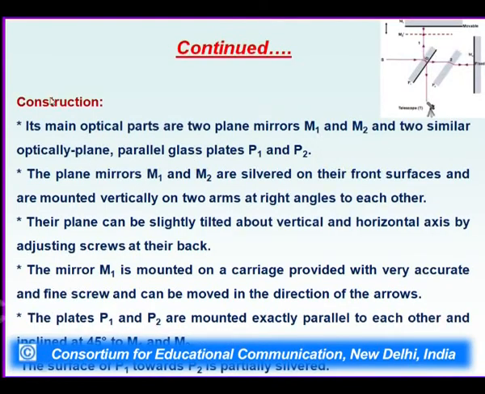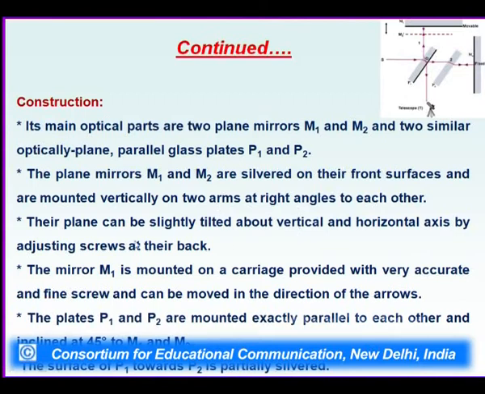This is the diagram and this is the construction of the Michelson interferometer. Its main optical parts are two plane mirrors M1 and M2 and two similar optically plane parallel glass plates P1 and P2. These are the basic requirements of the interferometer. The plane mirrors M1 and M2 are silvered on their front surfaces and are mounted vertically on two arms at right angles to each other.